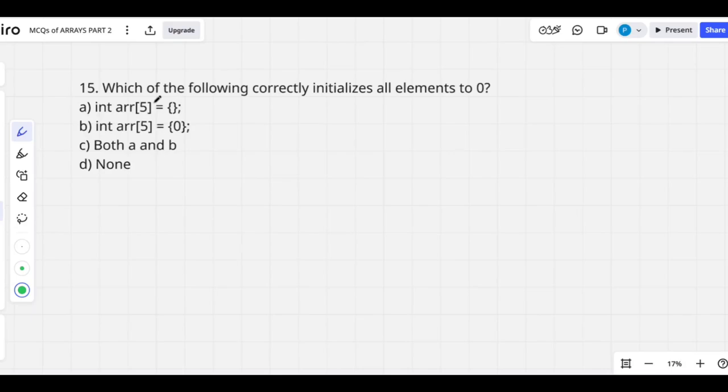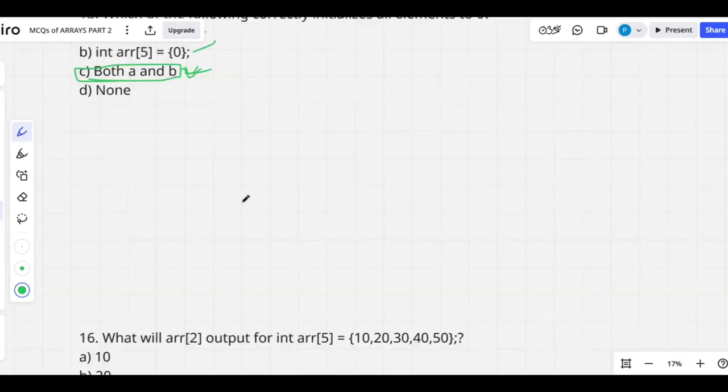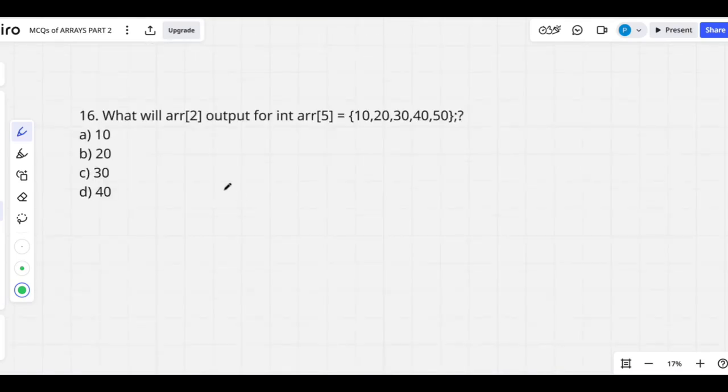Which of the following correctly initializes all the elements to 0? We know that the default value in C++ is initialized to 0 already. So option A is correct, and option B is also correct, and option C is both 1 and 2. So option C is the correct one over here, the correct answer for question number 15. Okay, now moving to question number 16.